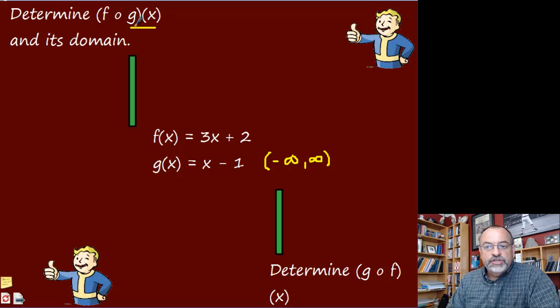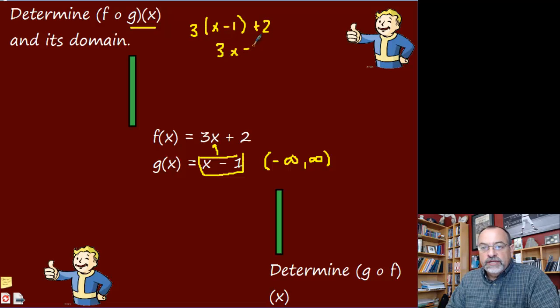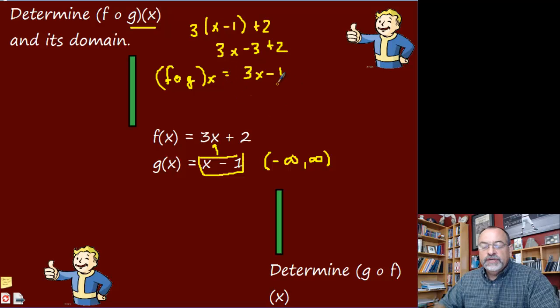Now, composing f with g of x means we take the g function, which is x minus 1, and substitute it into the f function. So this is what we put in for x. We're going to have 3 times the g function, plus 2. We'll distribute that and simplify, so we get 3x minus 1. This is f composed with g of x, the new function 3x minus 1.